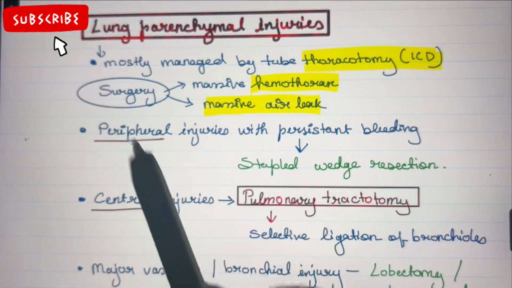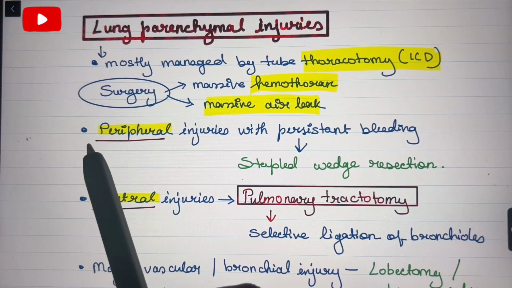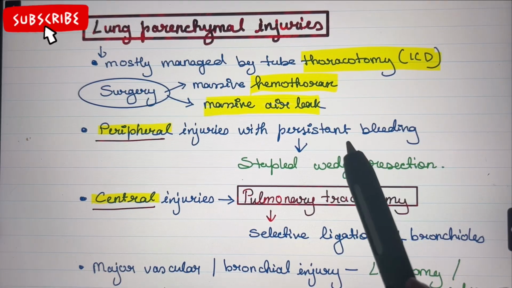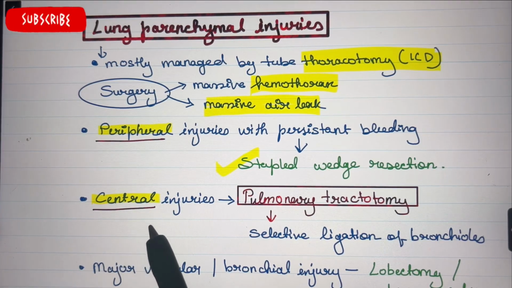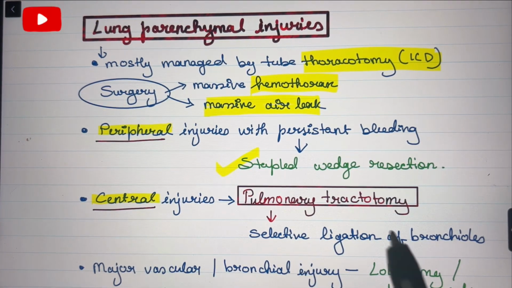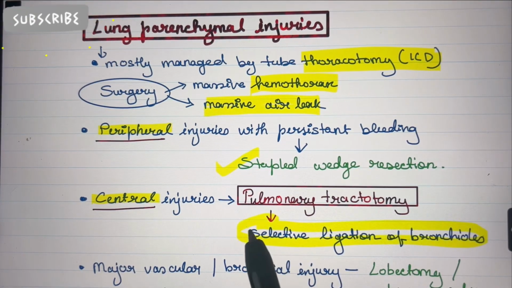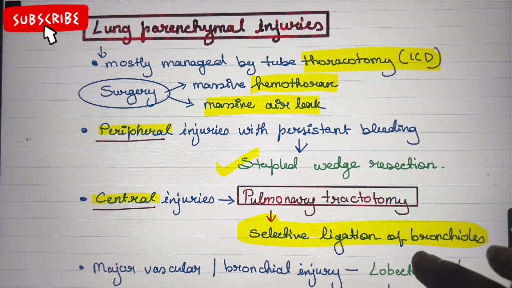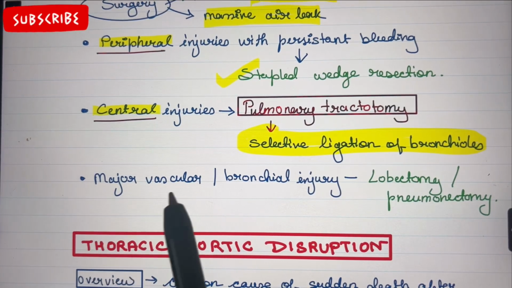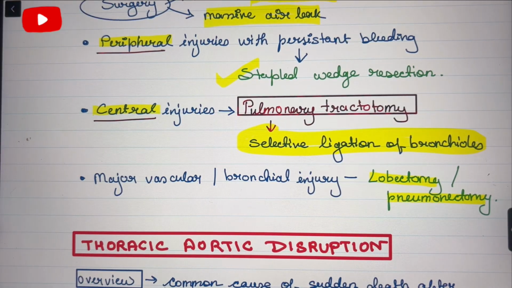Now, in lung parenchymal injury, there may be peripheral injuries or central injuries. If it is a peripheral injury and there is persistent bleeding, then we do stapled wedge resection. And if there is a central injury, then we do pulmonary tractotomy and selectively ligate the bronchioles. If there is a major vascular or bronchial injury, we have to do either lobectomy or pneumonectomy.